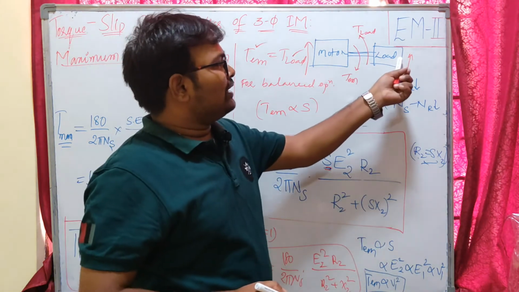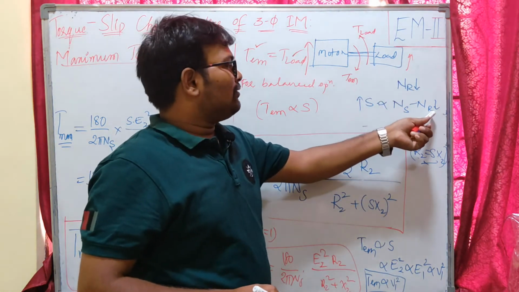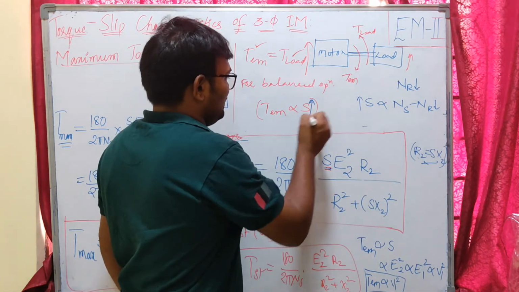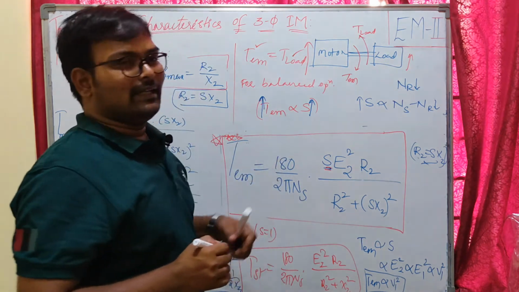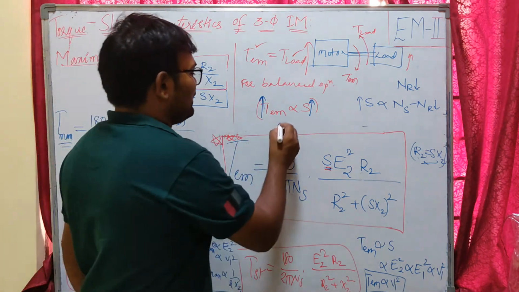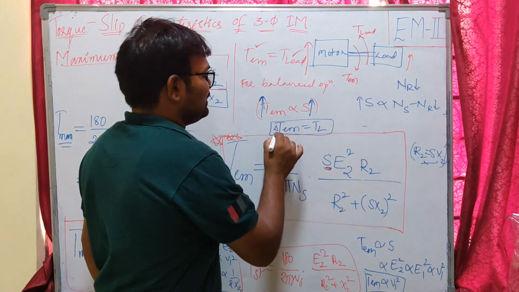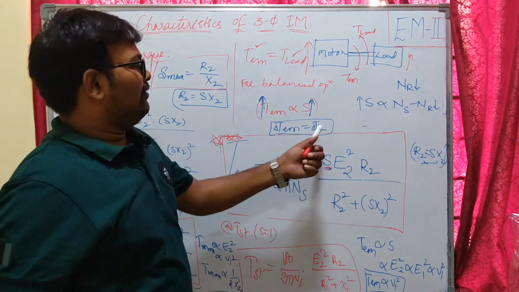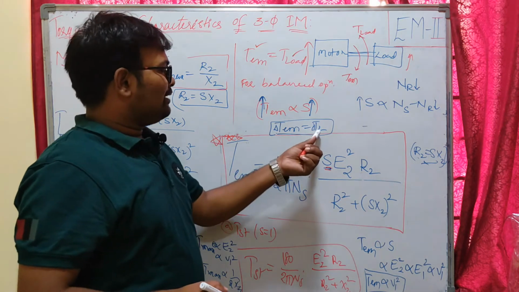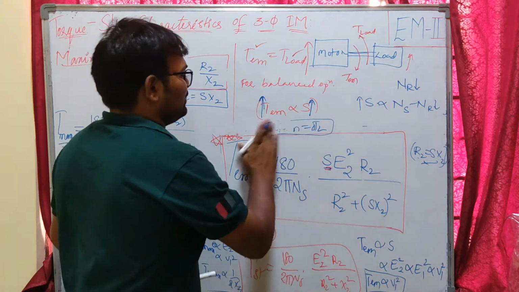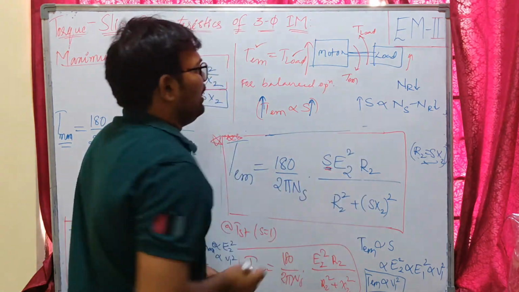So whenever load increases, our rotor speed decreases. Because the rotor speed is reduced, our slip increases. Because the slip increased, our electromagnetic torque will increase. This increase in electromagnetic torque will balance our increase in load torque. This delta shows the change in the load, and this is the change in electromagnetic torque. I hope you understand.